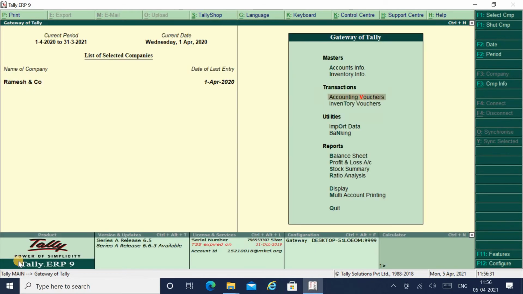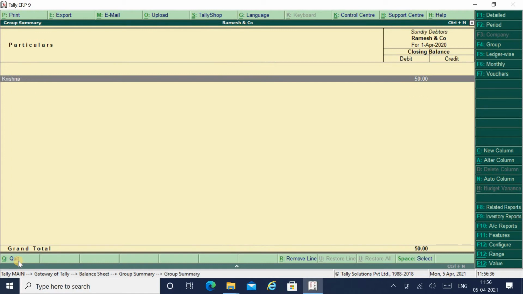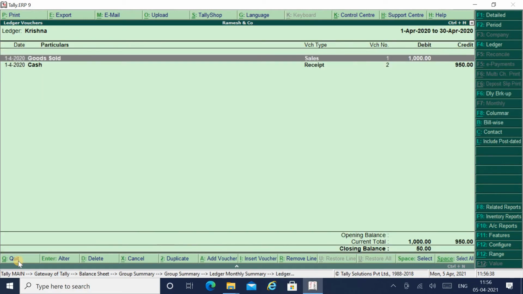Accept this entry. Now we will go to balance sheet and see this transaction. Go to current asset, sundry debtors and Krishna. Here you can see that the sales was of rupees 1000, but while receiving the amount I received 950 rupees. So how much did Krishna refuse to pay me? He refused to pay me 50 rupees.